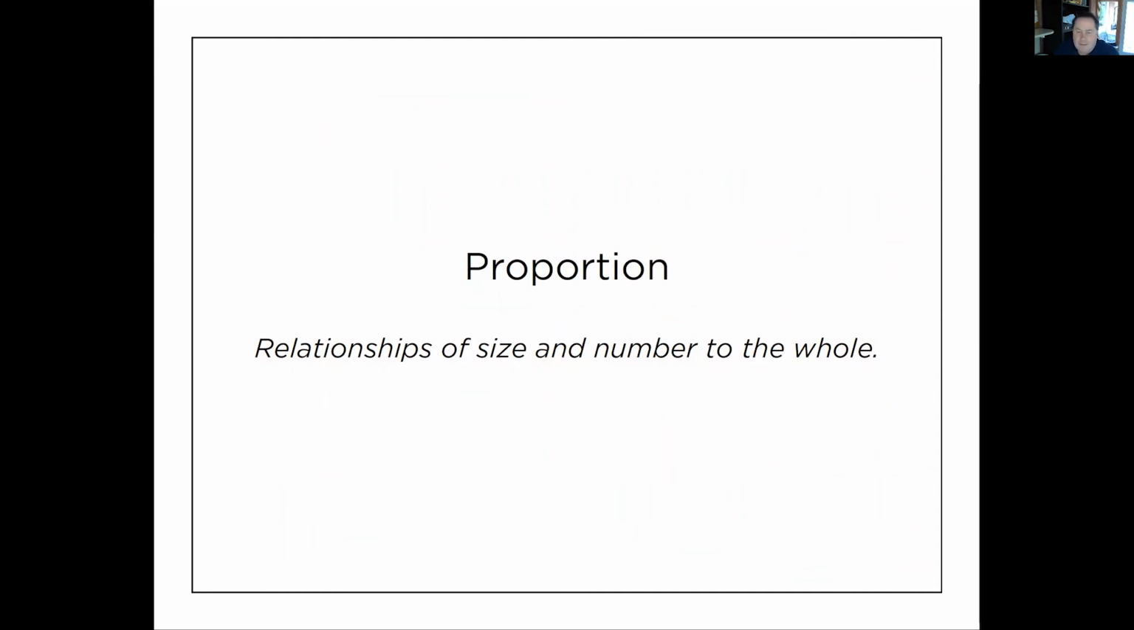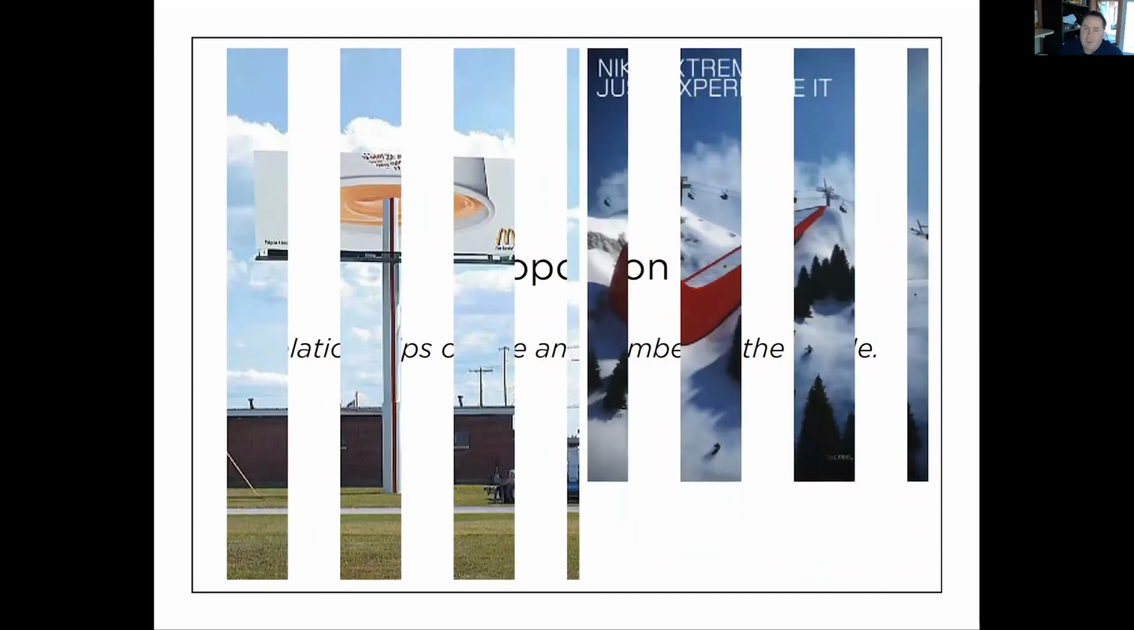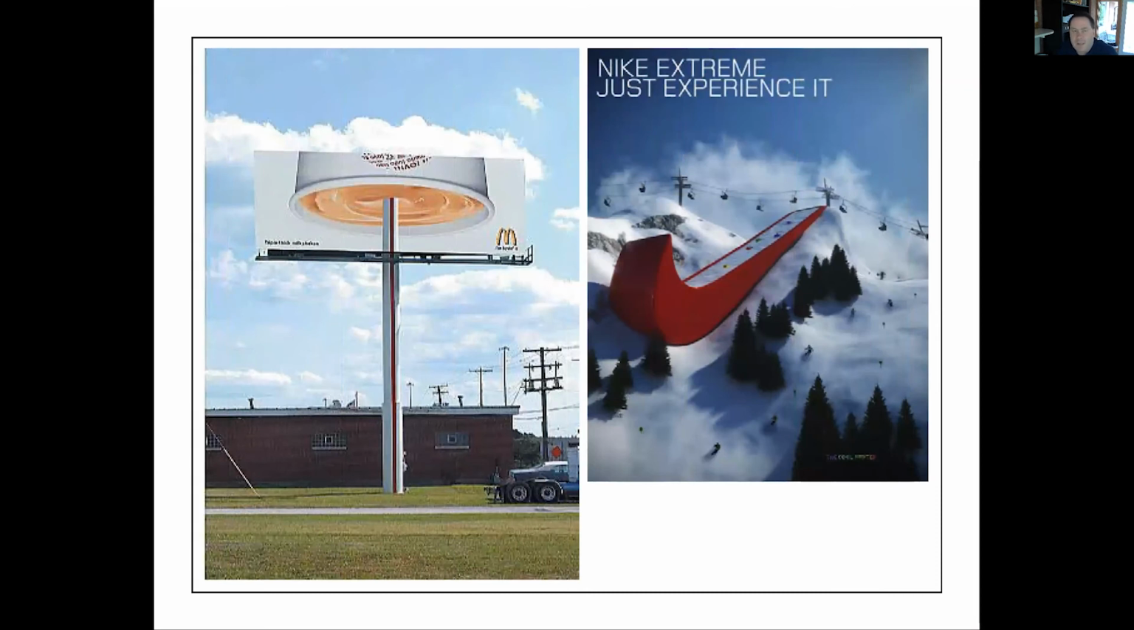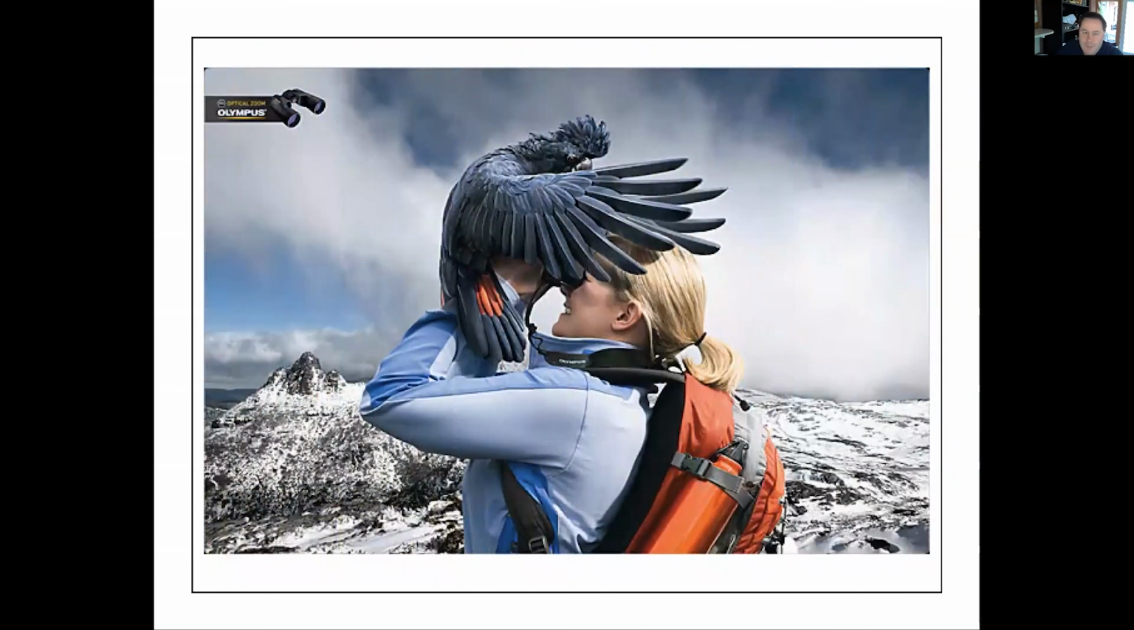Then we're dealing with proportion, which is the relations of size and number to the whole. All right, proportions. Again, kind of going back to that contrast element, where something high contrast draws attention. You look at here, we're dealing with things that are just way out of proportion. You've got the McDonald's billboard, which has the straw as the actual pole it's sitting on. Or here, the Nike ad showing the ski slope as the Nike symbol, which is super huge.